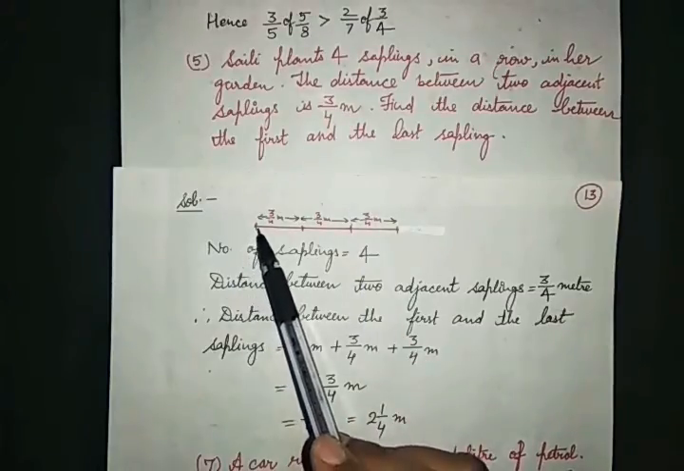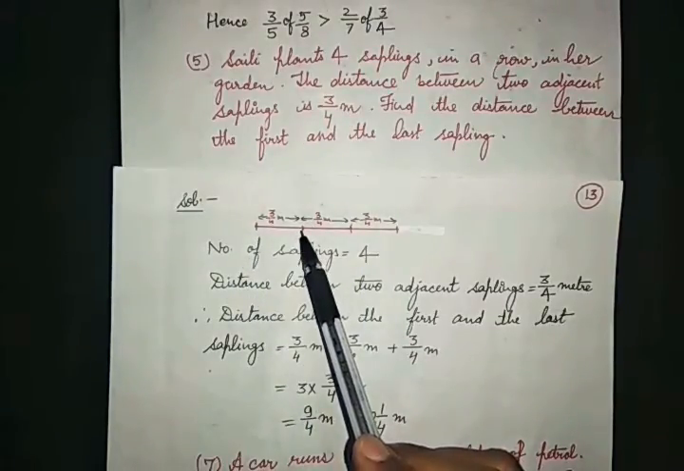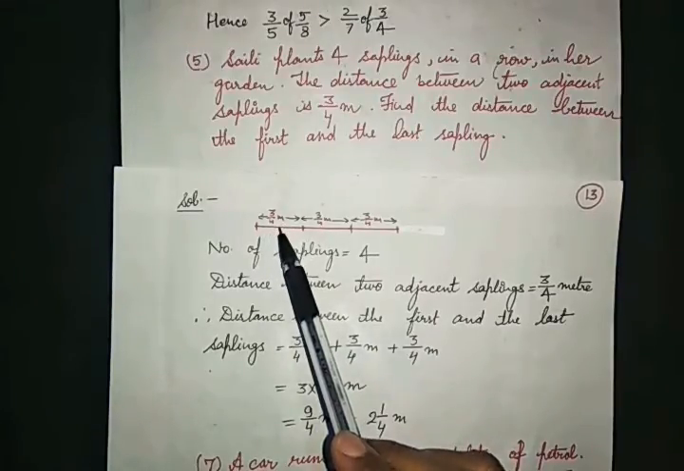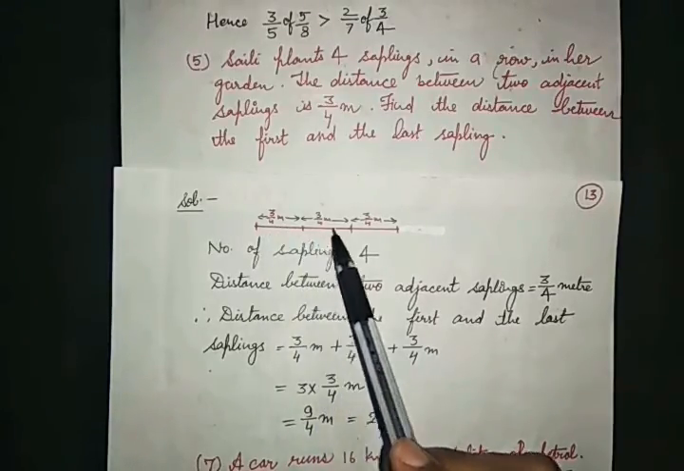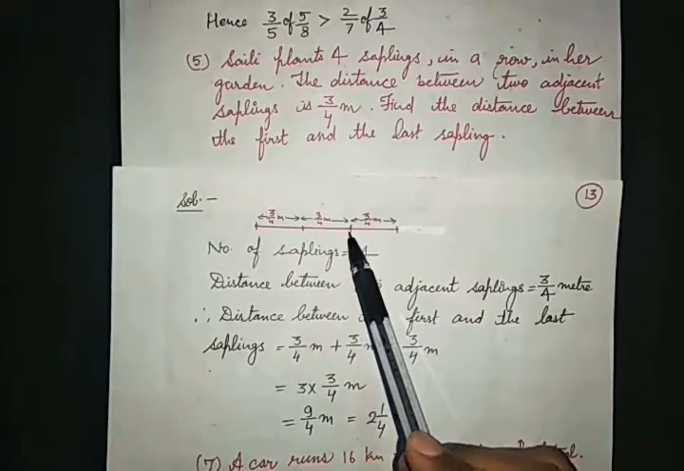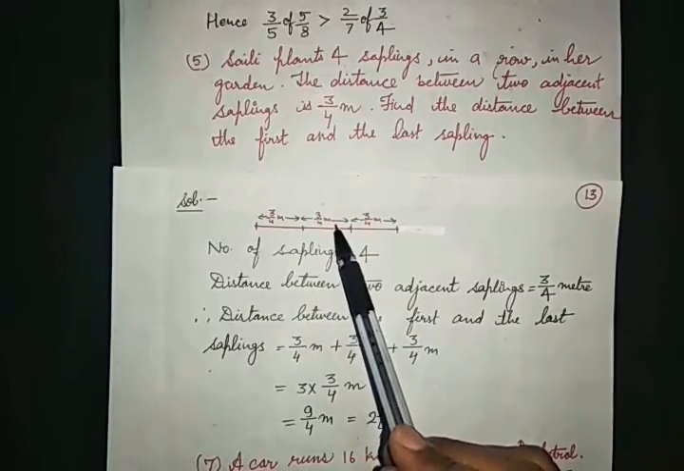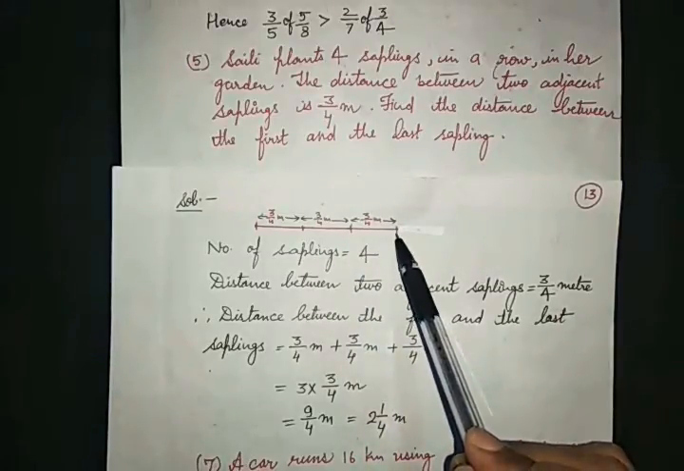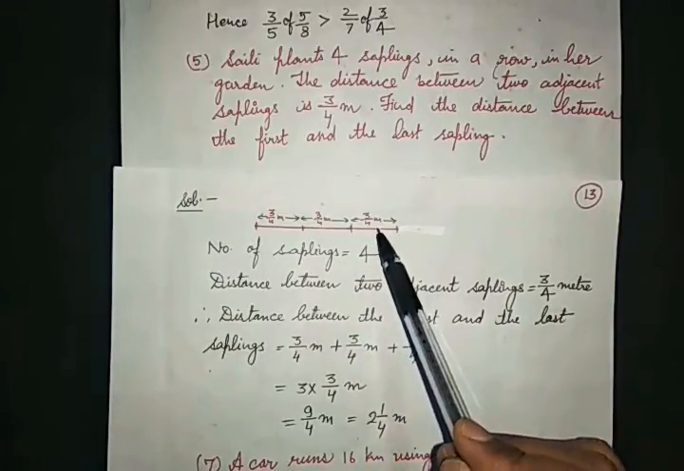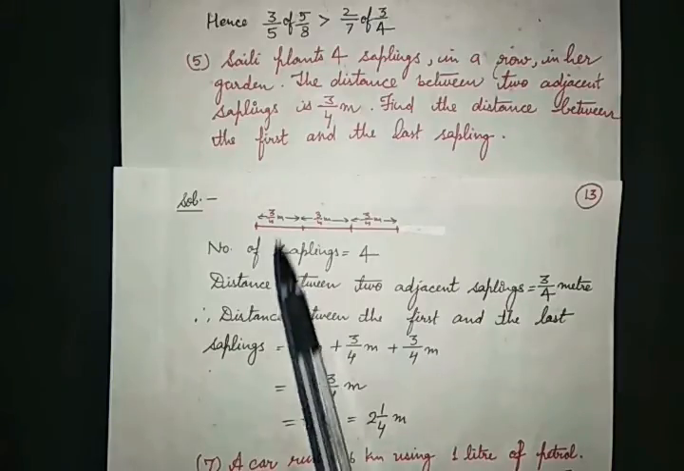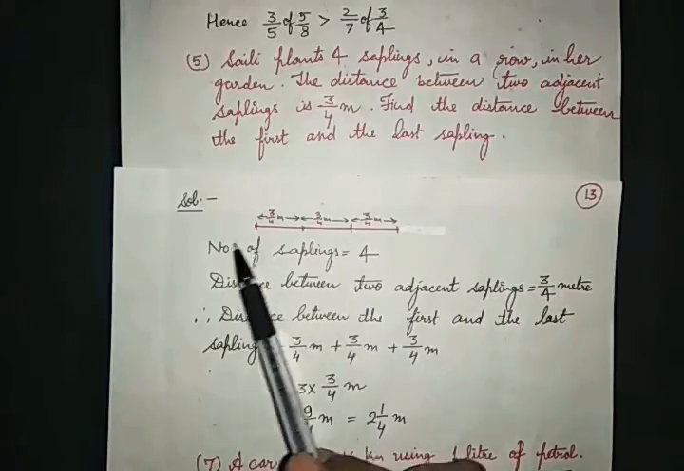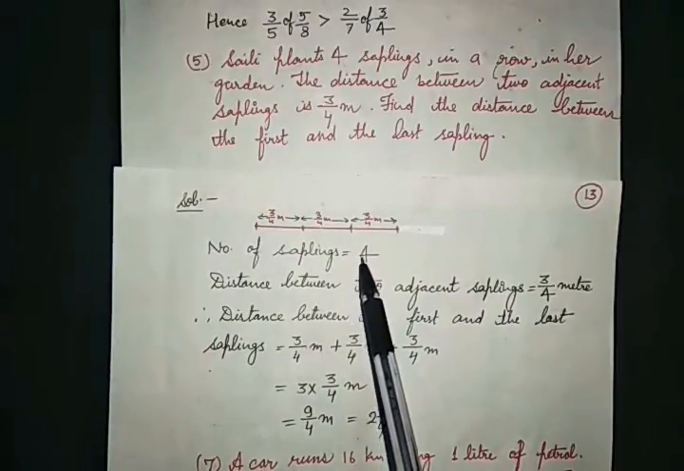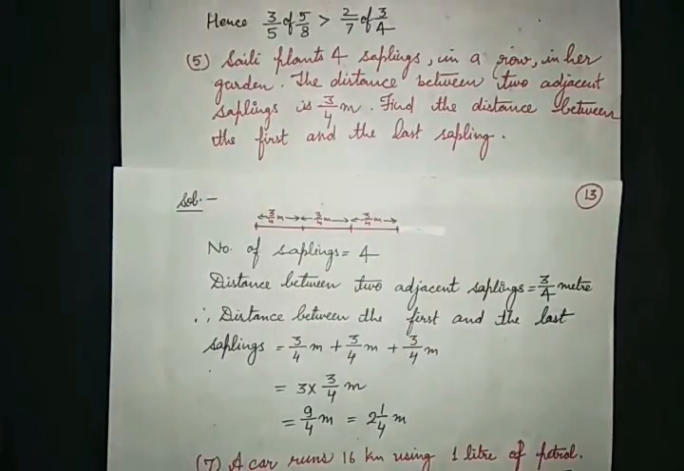And the distance between 2 adjacent saplings is 3 upon 4 meter. Means the distance between this and this is 3 upon 4 meter, and the distance between these 2 saplings is 3 upon 4 meter, and between these 2 saplings also 3 upon 4 meter. So here the first statement is, number of saplings is equal to 4.